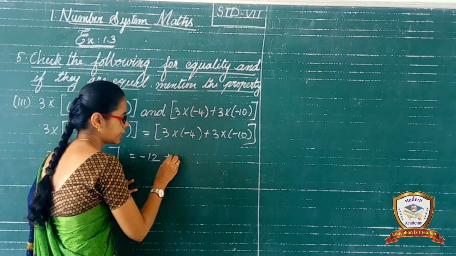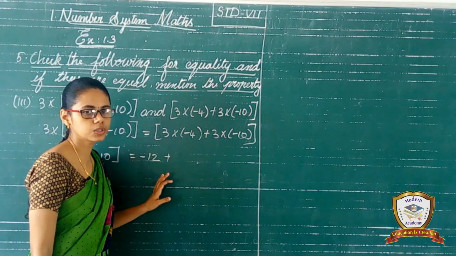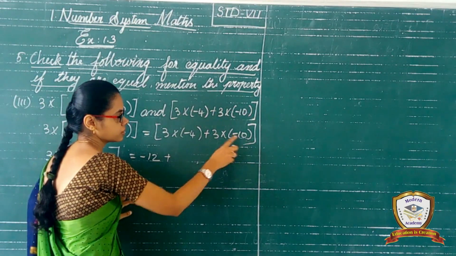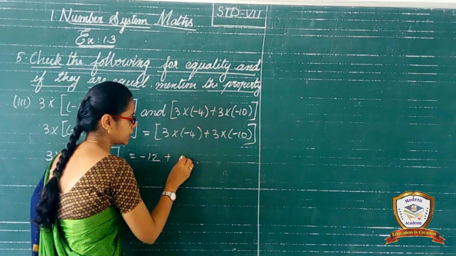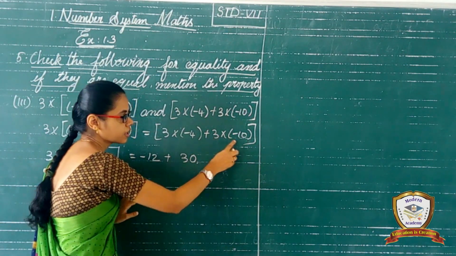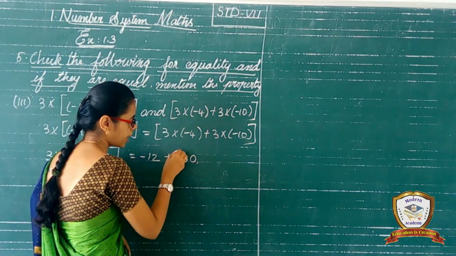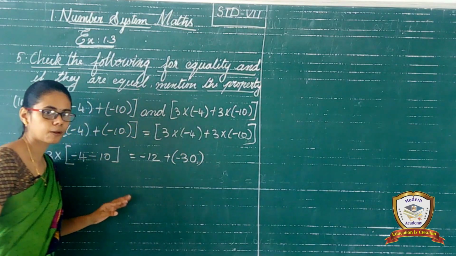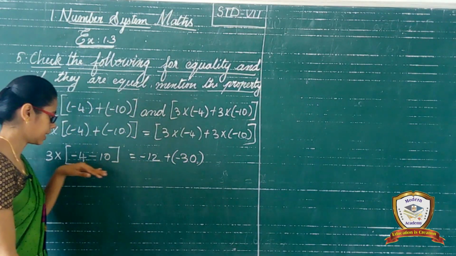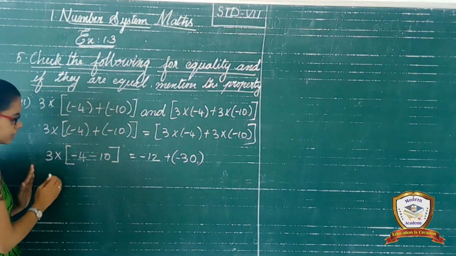And plus, see these two numbers we want to multiply. So 3 tens are 30 and see different sign. So different sign means we need to mention minus in our answer and put the bracket. Open and close the bracket. Okay, next come to the LHS.